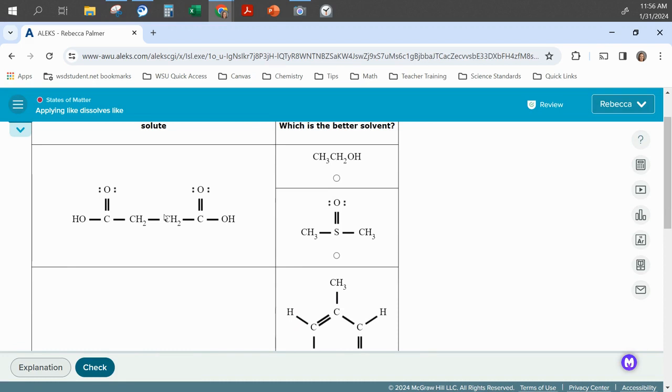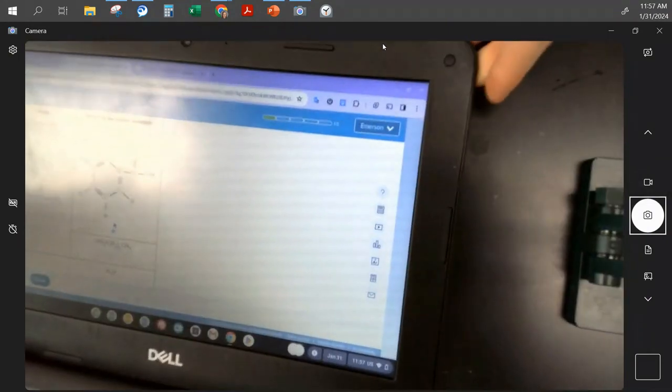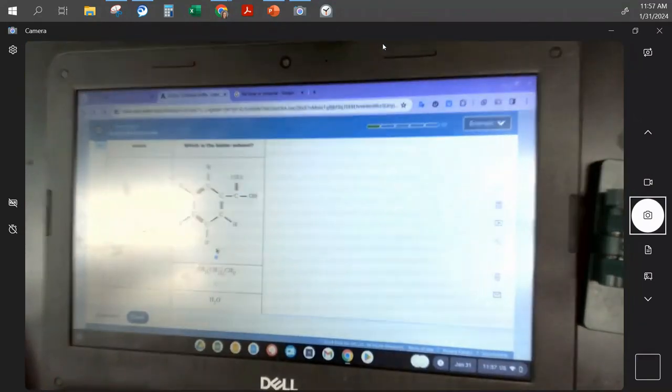Wait, so I have a question about one like this. Okay, yeah, show us. You could put your Chromebook here. Sorry. That's just the lights above.